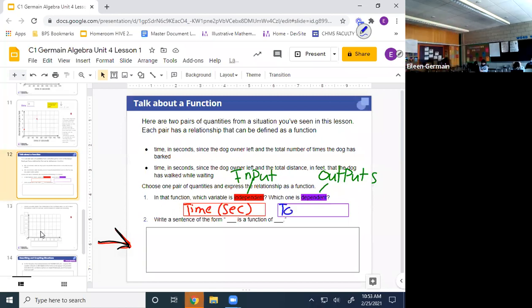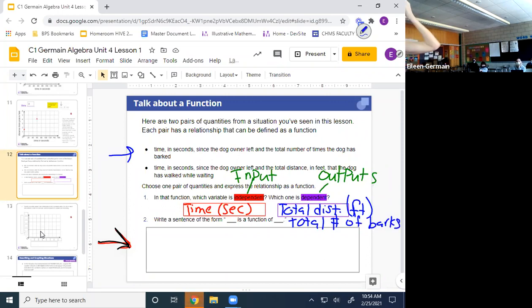Very good. Total distance in feet. Good. What was the other output value if you chose the other one? Number of barks. Oh, I just said it. The other dependent or output would be the total number of barks.